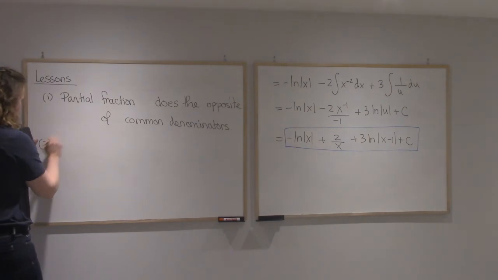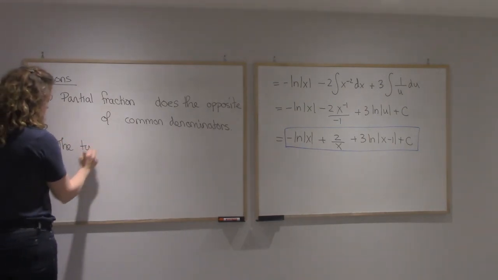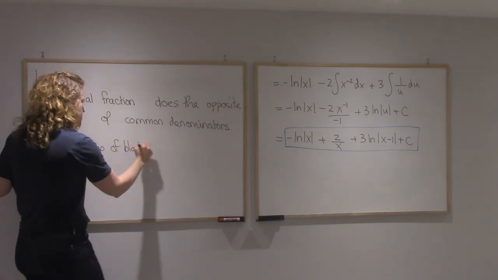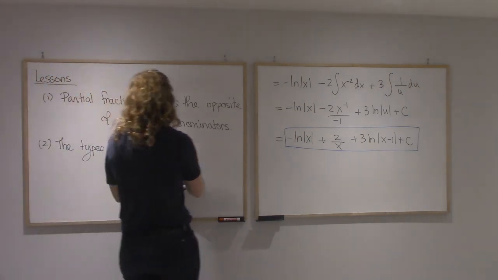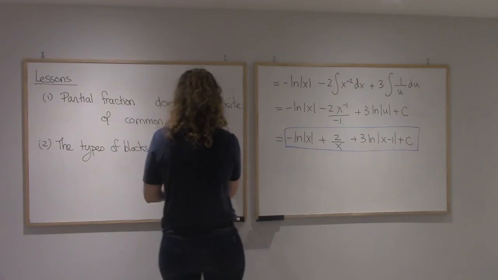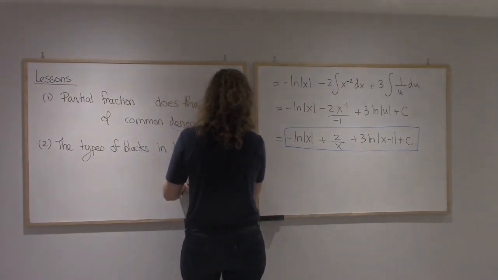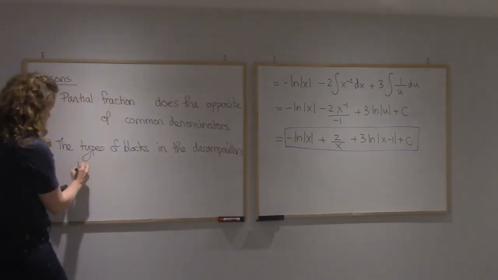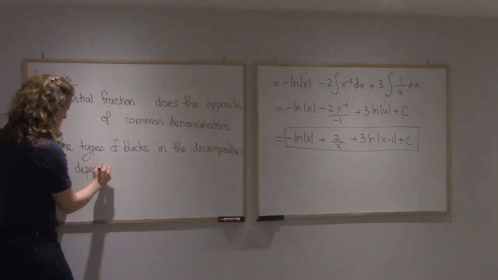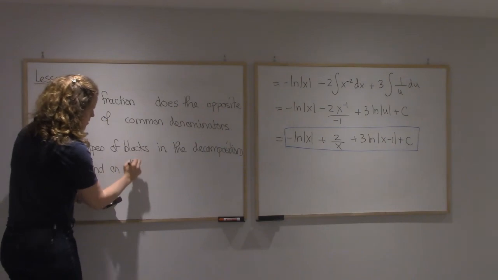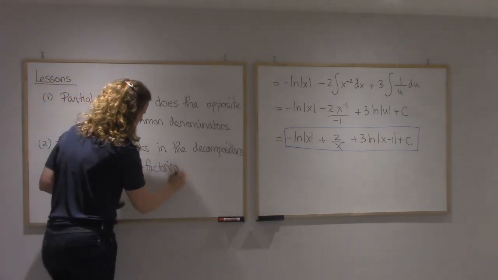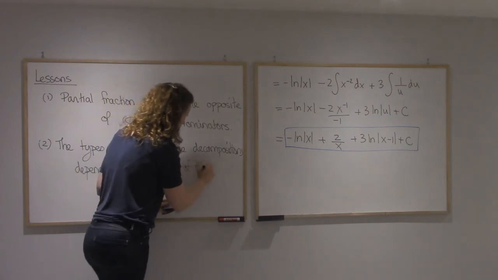So the types of blocks in the decomposition depend on the factoring of the denominator.